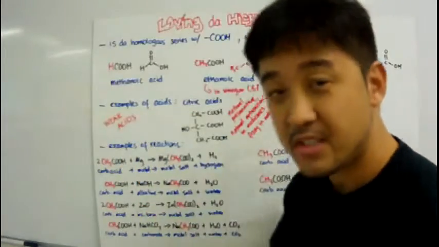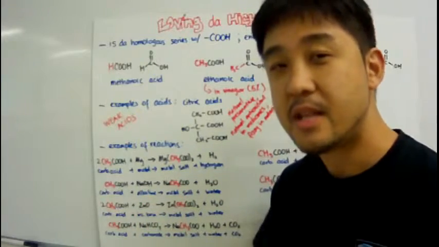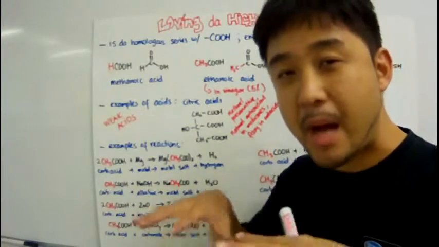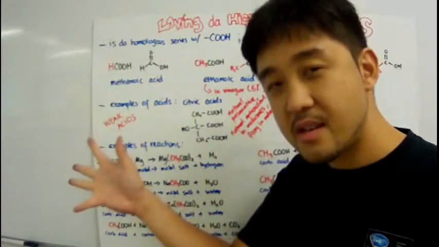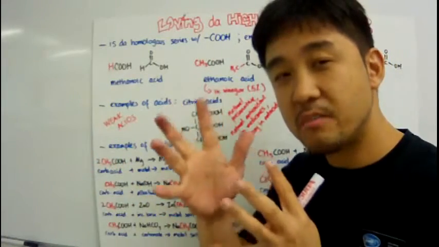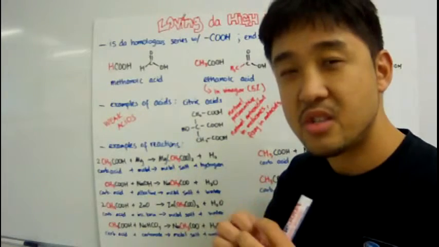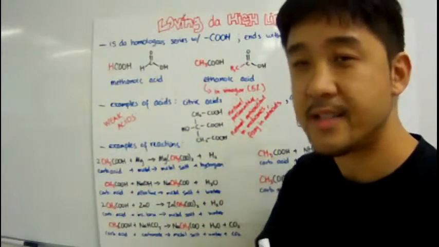Now, all carboxylic acids are weak acids. So what does that mean? It means that when you put it into solution, it only partially dissociates. So not all of it will dissociate like hydrochloric acid. Only partial parts of it, usually in very small percentages, will dissociate into its respective ions.